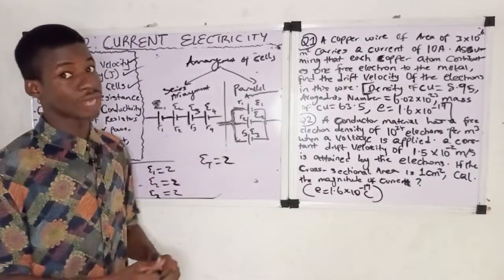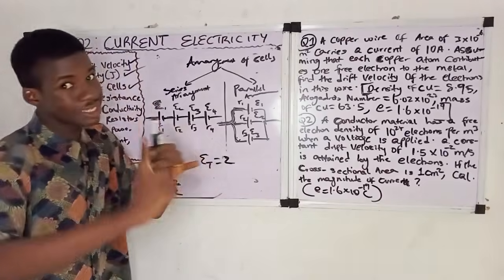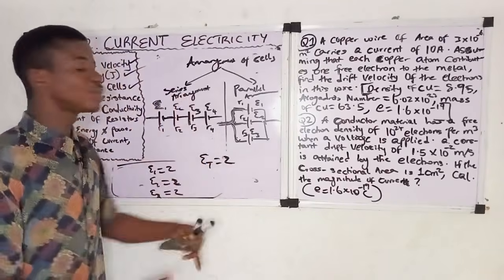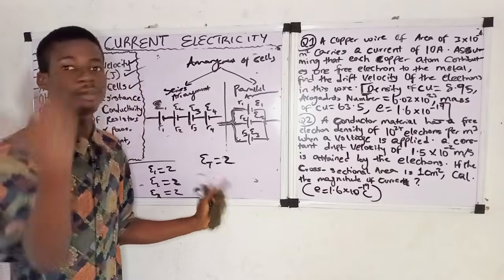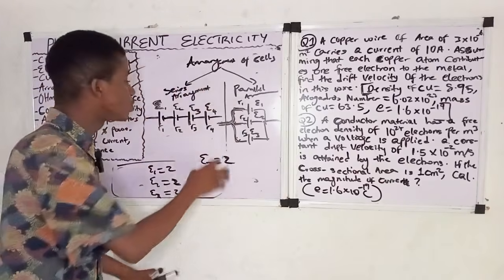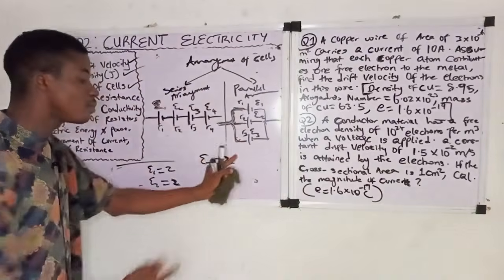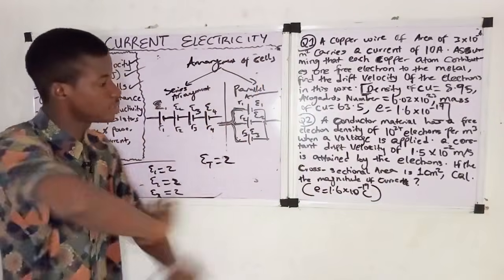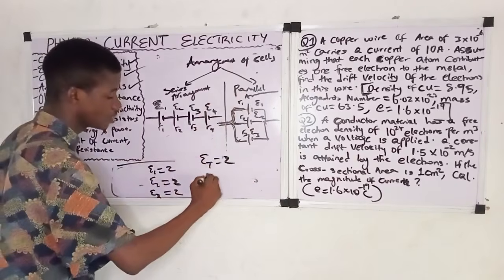So if they give you a particular question and it says they are connected in parallel and they are similar, you don't need to stress yourself when you calculate the total EMF. Just say the total EMF is equal to the EMF of any one of the cells. Since all of the cells are equal, the EMF will be equal to the EMF of one of the cells, right?